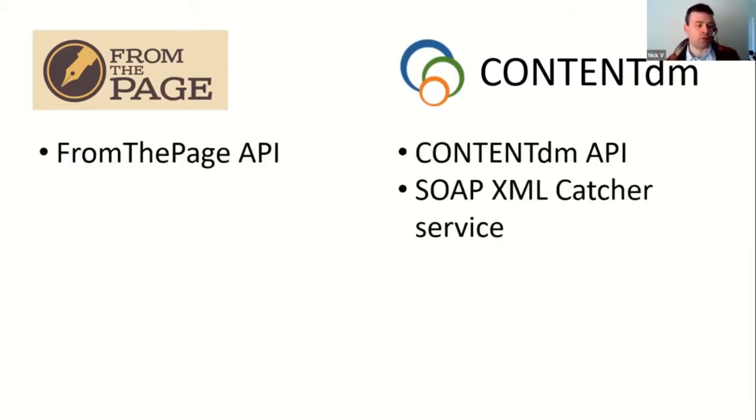Fortunately, From the Page provides an API for transcript data, and ContentDM has its own metadata API as well as a SOAP XML web service called Catcher that will accept edits from specific metadata fields, making it possible for us to roll our own automatic remediation of sideloaded PDFs and field-based transcriptions via scripts. So in October 2020, I started a Python package named ContentDM util scripts to support our two unsupported use cases.